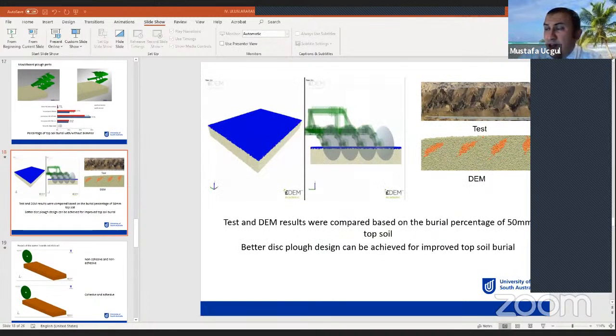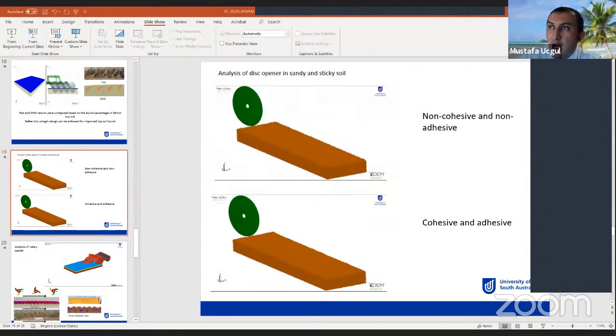We can compare DEM and test results to improve the disc plow. In this example, you can see a simulation of soil and disc plow interaction. The topsoil burial results of the test and the simulation results are in good agreement. Or we can analyze the disk openers in cohesive and sticky sand and soil, so that we can design better tools.